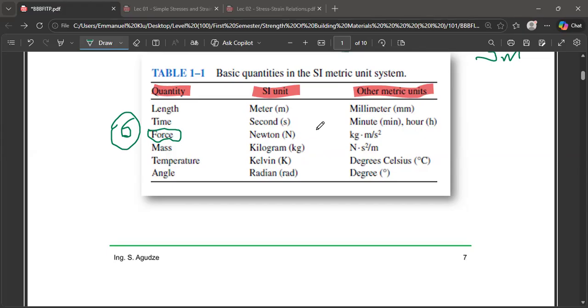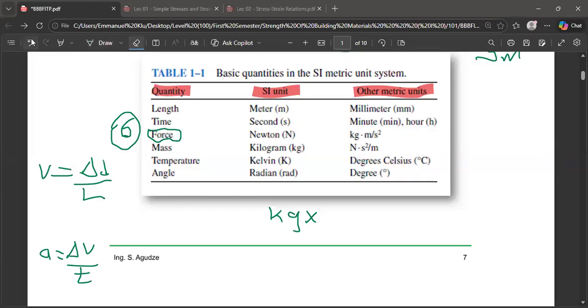Because at the end of the day, you realize that kilogram, kg, has to multiply acceleration. And acceleration is also what? Change in velocity over what? Time. What is the meaning of velocity too? The velocity also is equal to change in what? Displacement over what? Time. And that displacement is measured in what? Distance, meters. Okay, good. As simple as that.